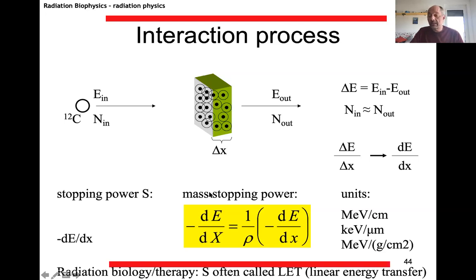In physics, generally it is expressed in MeV per grams per square centimeter, but in radiation biology, radiation therapy, this is generally called LET, linear energy transfer, because it's the energy per unit track. And the most common unit used is keV per micron. Of course, in water. So you assume that the density is 1 gram per cubic centimeter. And then you use the unit of kilo electron volt per micron of water or per micron of tissue.